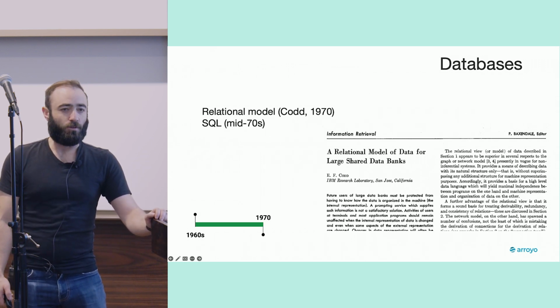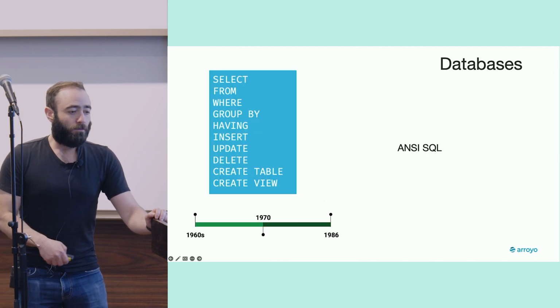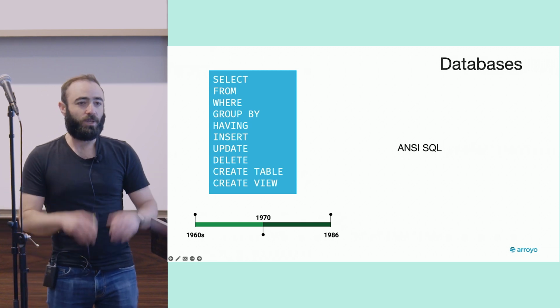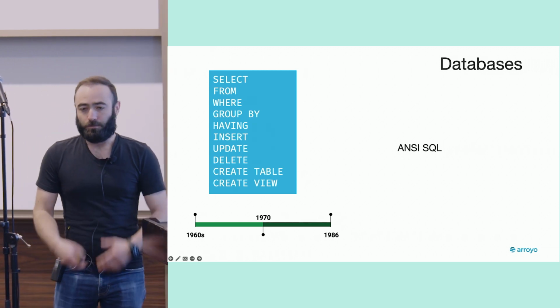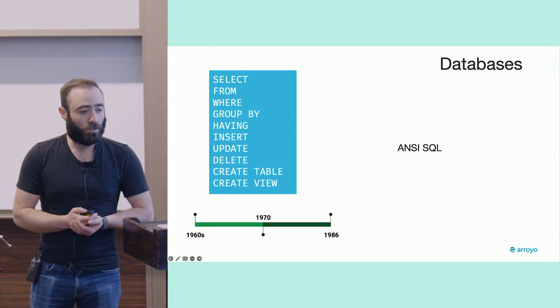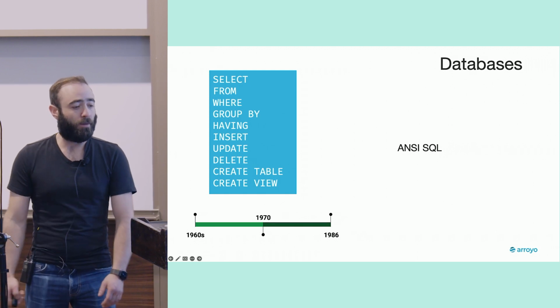Codd, comes up with this idea for the relational model. This paper was in 1970. From there, we get ANSI SQL in 1986. And in between, a bunch of early databases were built around the relational model and around SQL. And that becomes the standard for quite a long time.